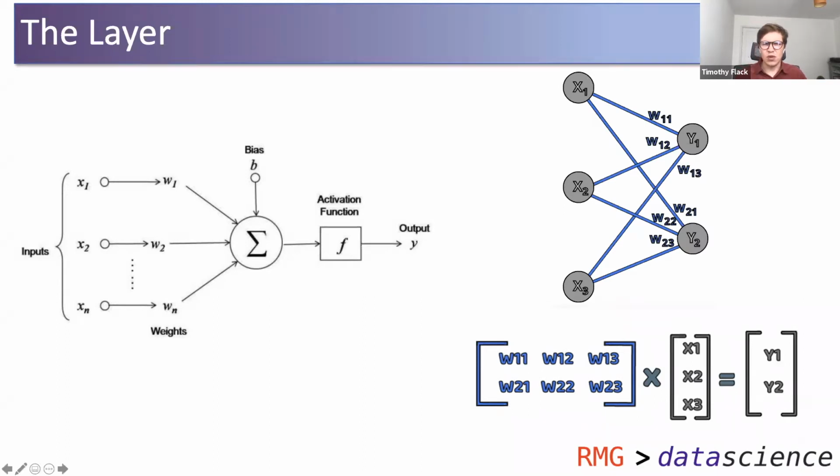In this example on the right, I haven't included any mention of the activation function or a bias. That's always applied. Once we've multiplied our inputs by our weights and summed them up, we still need to apply a bias and then put it through an activation function to get our output from y1 and y2.